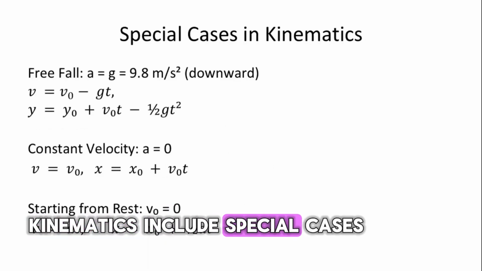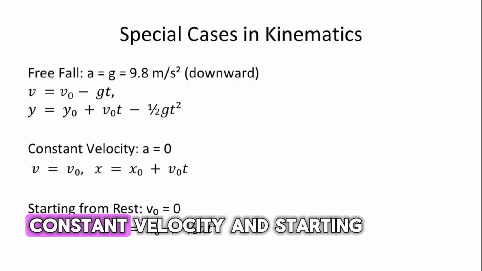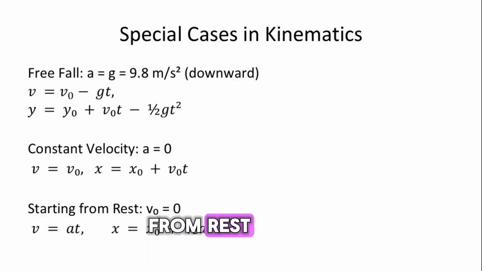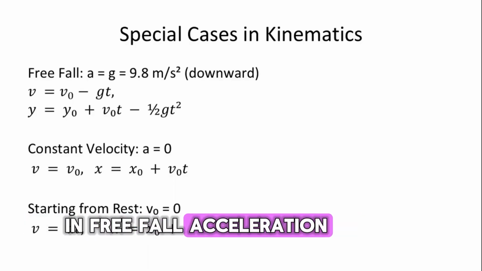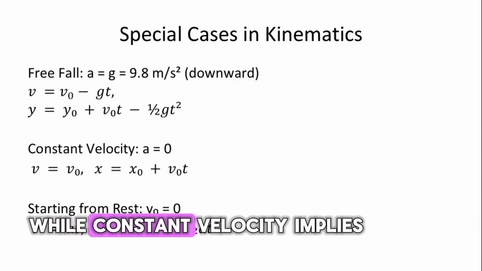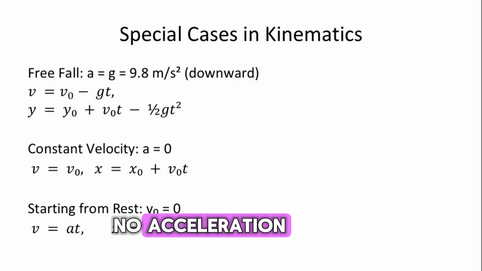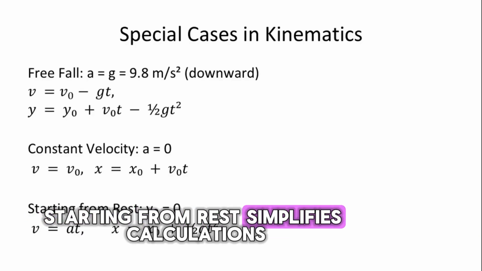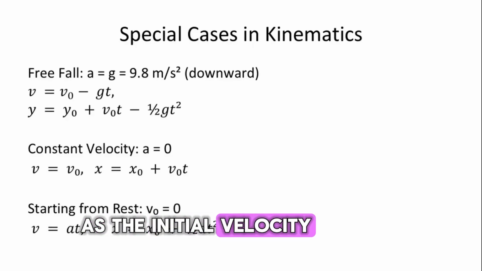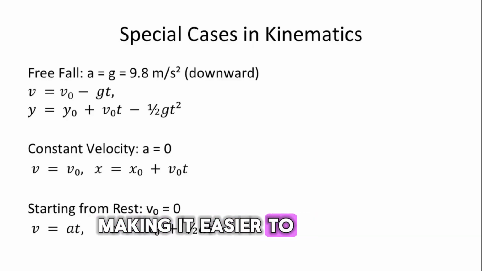Kinematics includes special cases like freefall, constant velocity, and starting from rest. In freefall, acceleration is due to gravity, while constant velocity implies no acceleration. Starting from rest simplifies calculations as the initial velocity is 0, making it easier to predict motion.